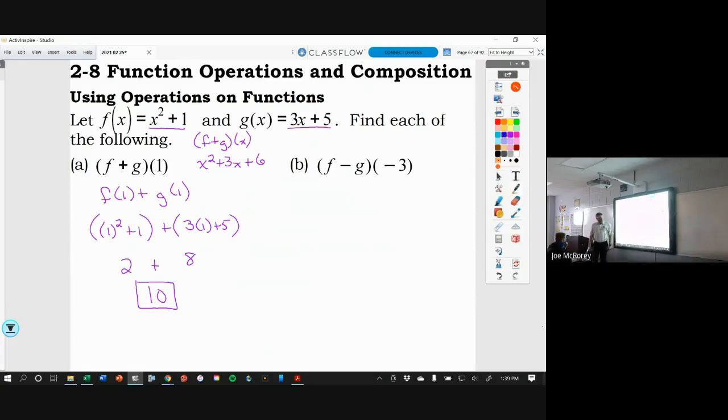Part B, we have f minus g of negative 3, which means f of negative 3 minus g of negative 3. Plugging in our values, anywhere there's an x, I'm going to change it to a negative 3. So I have negative 3 squared plus 1, minus 3 times negative 3 plus 5.